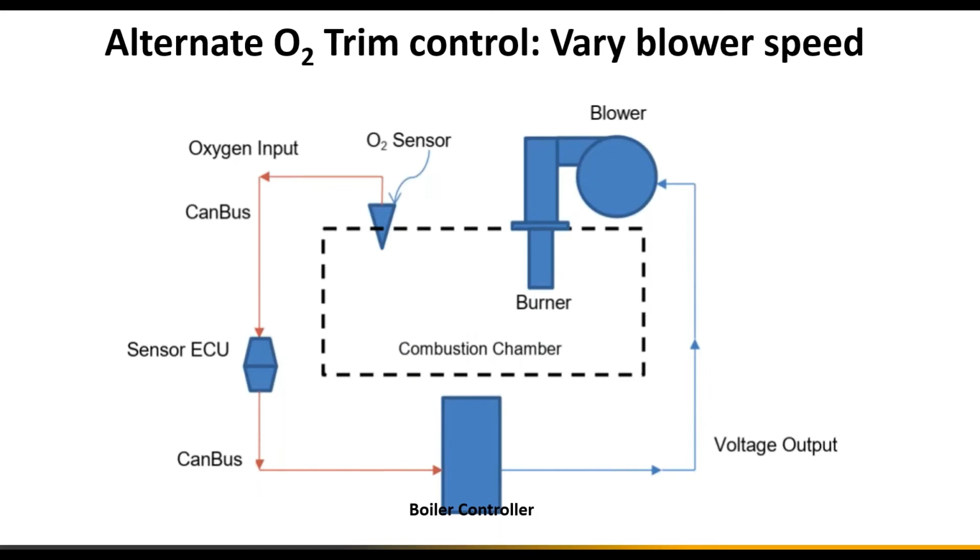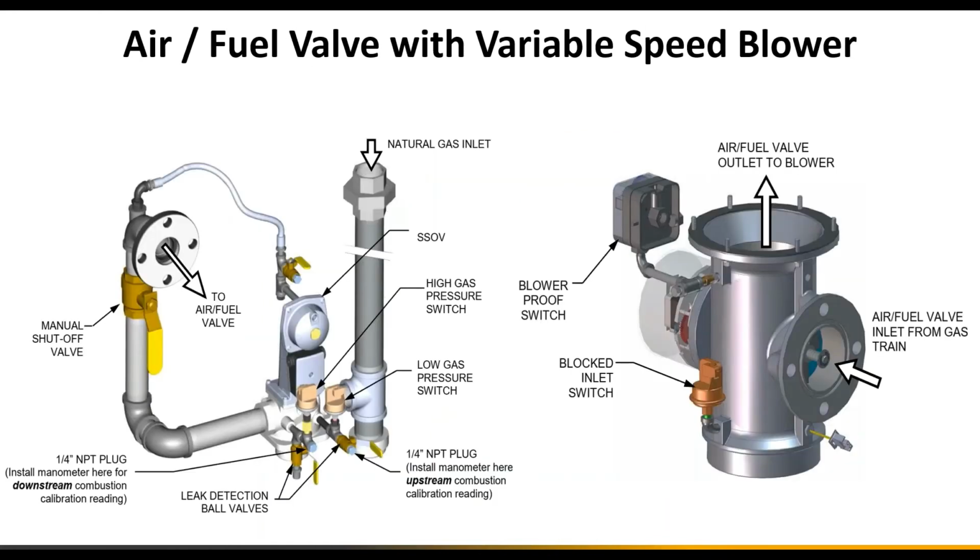Here the O2 sensor is in the combustion chamber, and sends a signal back to the boiler controller, and the boiler controller again makes a speed adjustment on the blower. And moving on to the next slide, here we see the hardware, the air fuel valve, which basically regulates or sets the relationship between fuel and air, and then the blower making fine-tuned speed adjustments for trim functionality.